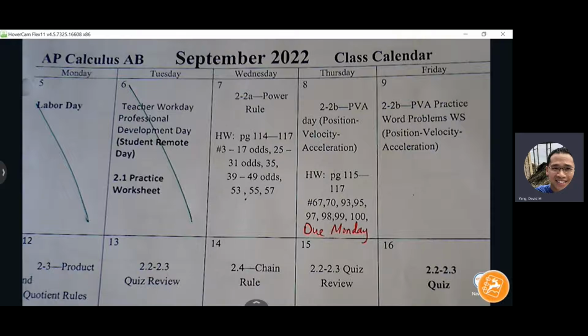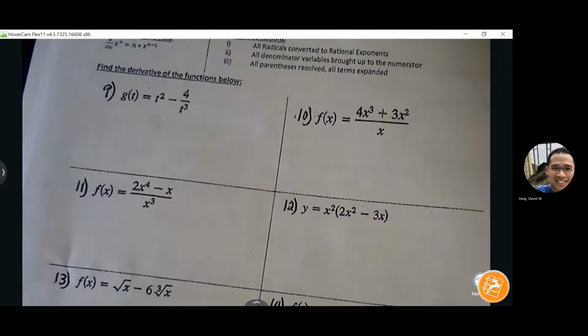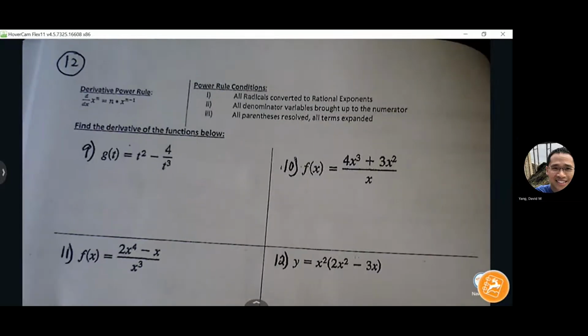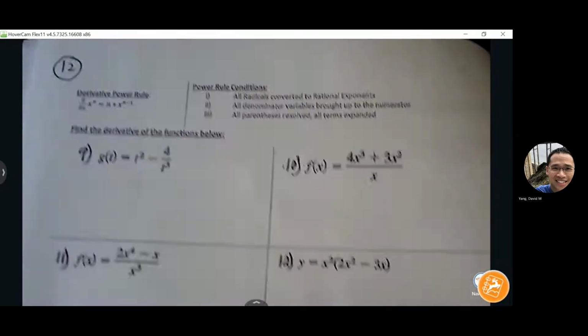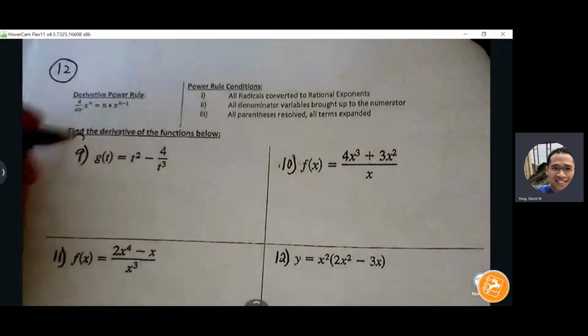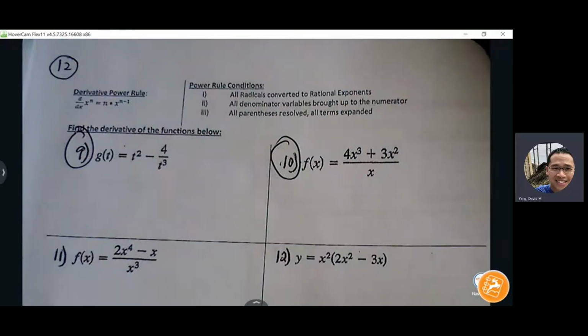Okay. But in your packet, if you guys can turn to page 12, I just want us to do a quick review of power rule, and then we'll go into today's lesson. Okay, so page 12. We're just going to try number 9 and 10.